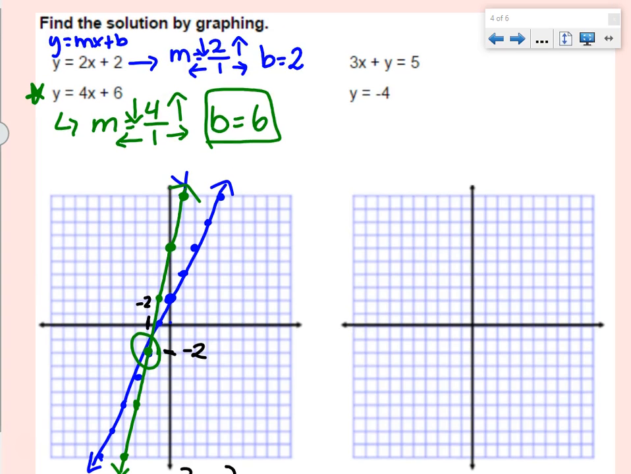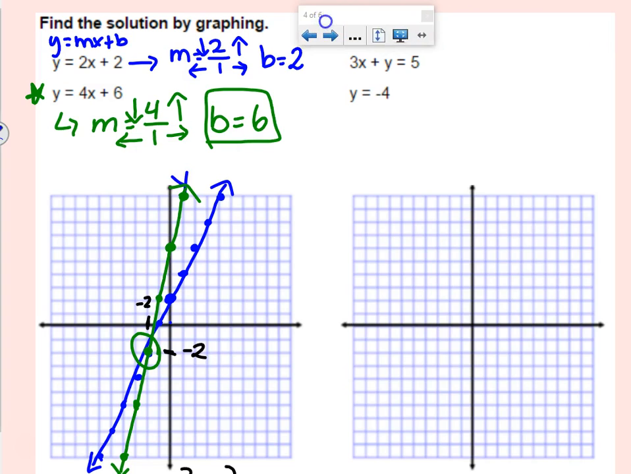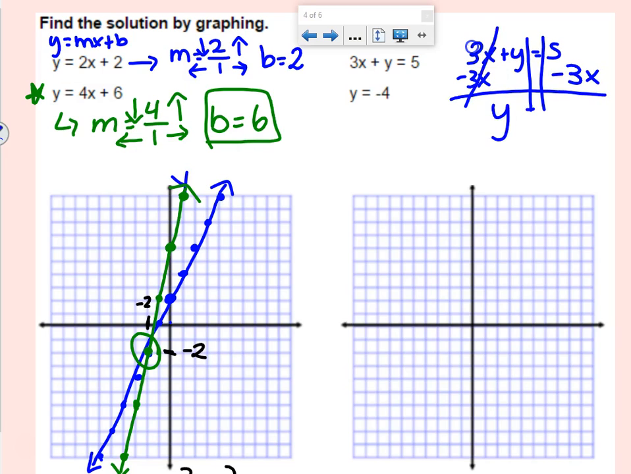For our second example, we need to rewrite the first equation into slope-intercept form. So to do that, we're going to move this 3x over by subtraction. Y equals 5 minus 3x. Your b is 5, and your m is -3. So m equals -3 over 1, b equals 5.